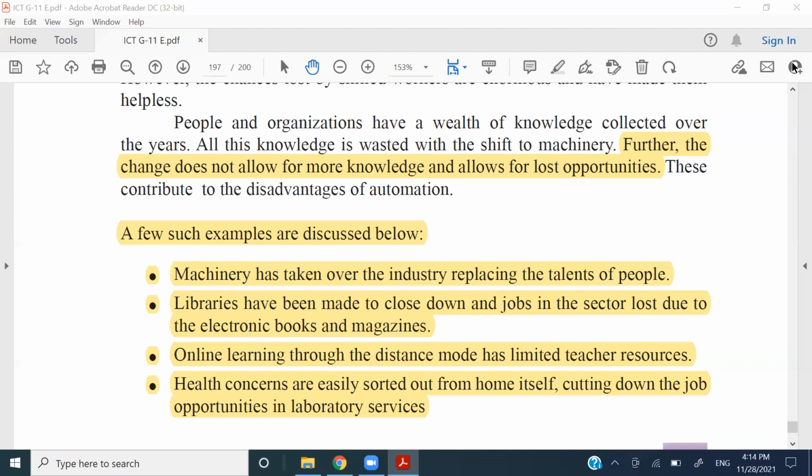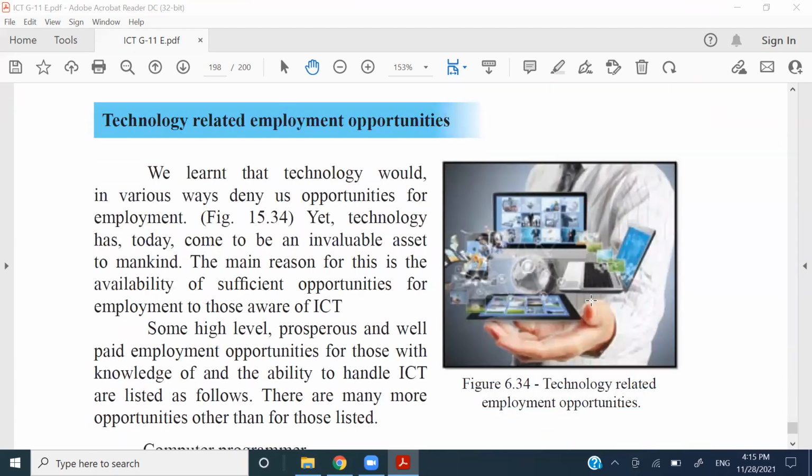All right, are we done? All right, is there anyone still copying this? All right, so we are moving forward. So it is the technology related employment opportunities. Now, this is something very practical area, right?